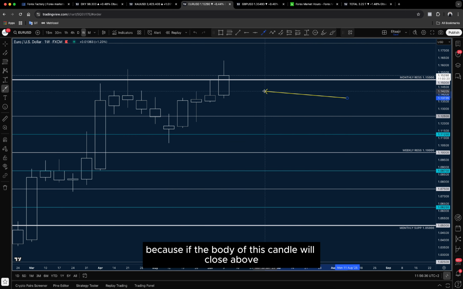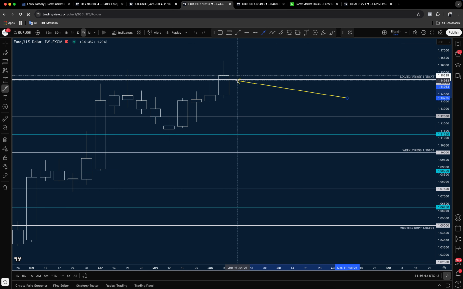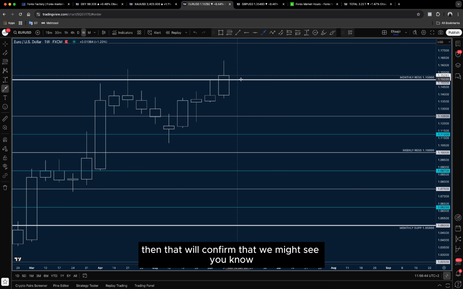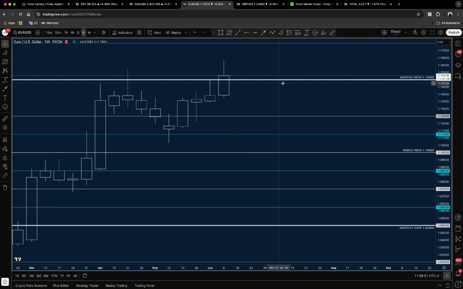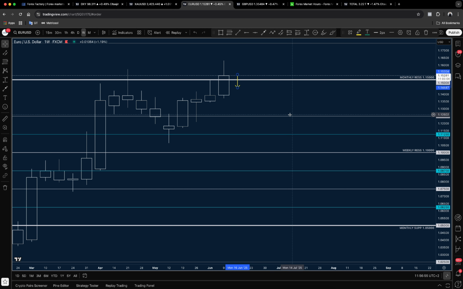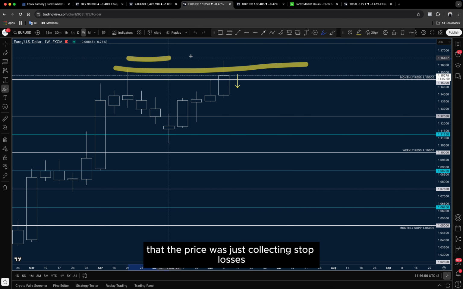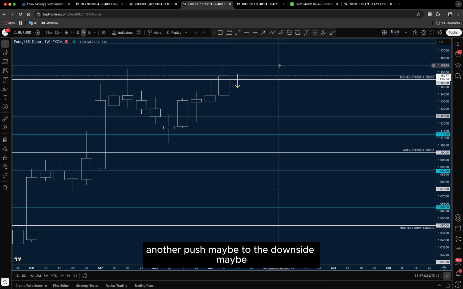Because if the body of this candle closes above this monthly resistance level, which is 1.15, then that will confirm that we might see a continuation of the move to the upside. But if this weekly candle closes below this level here, then it means again that the price was just collecting stop losses, and we might see, for the short term, another push maybe to the downside.